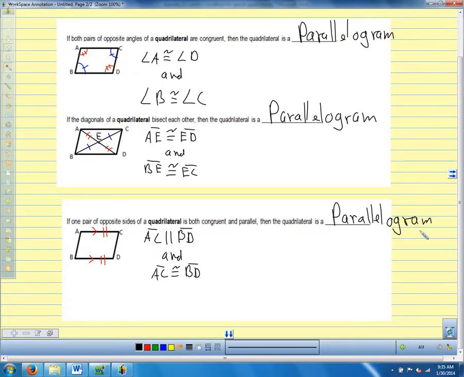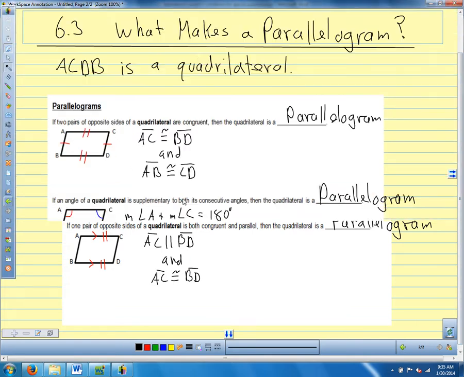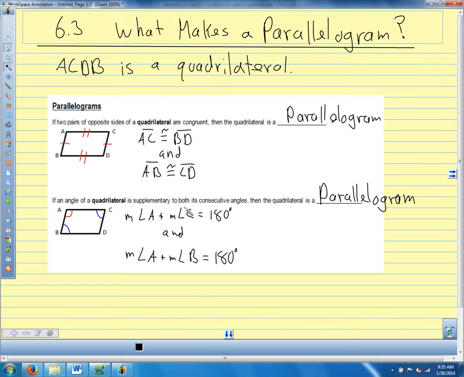So we have several different tools to decide if we have a shape that's marked up in a specific way, is it a parallelogram? So what do you notice about all of these? We all end up with a parallelogram. Look over the conditions that you've written down, and I'm going to scroll back and look over these. Is there something that's similar about all of them?